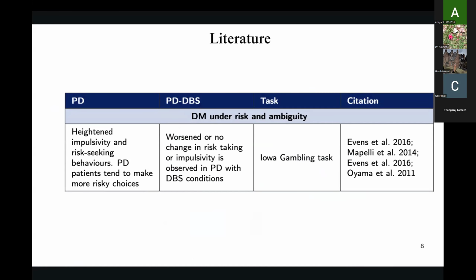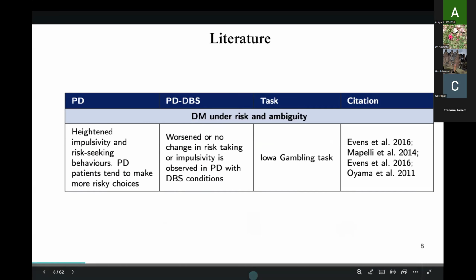Now, when deep brain stimulation is given, they don't really show much of a difference. They rather showed either worsened or no improvement. I'm assuming people understand what deep brain stimulation is. If not, maybe let me just go through it a little bit.